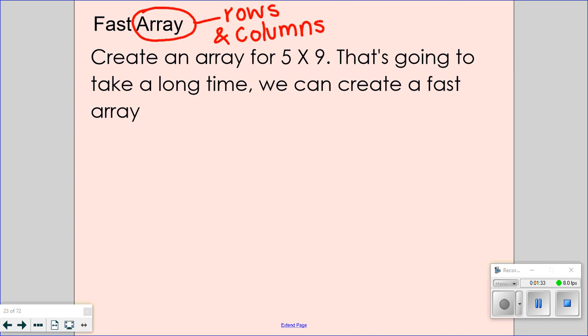So we got rows and columns. Why would we arrange it in rows and columns? What would be the purpose? Why would we do that? Jalen? Because if we didn't arrange it in rows and columns, it would just be scattered all over the place. Yeah. Would that be harder or easier for our brain? We're arranging into rows and columns to make it easier for our brain to count. That's why we do it. It's a little more organized.